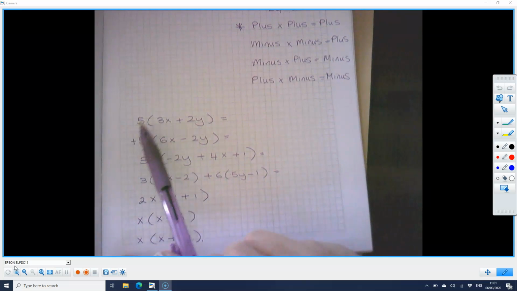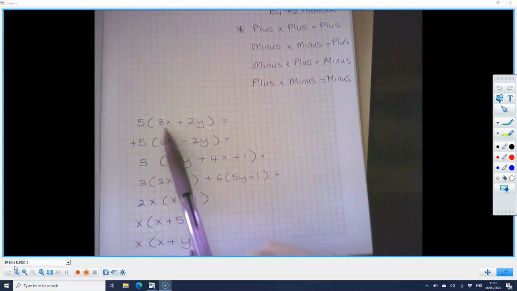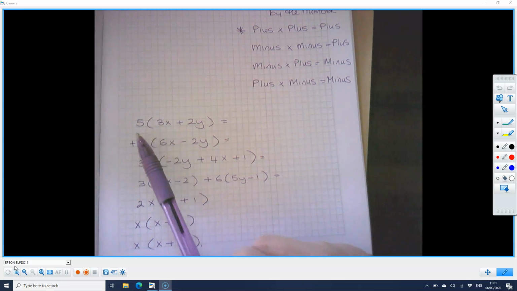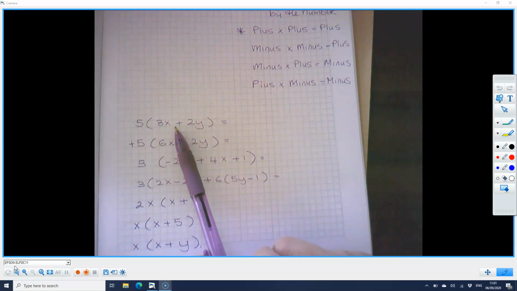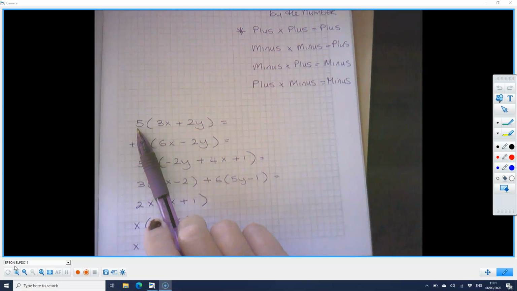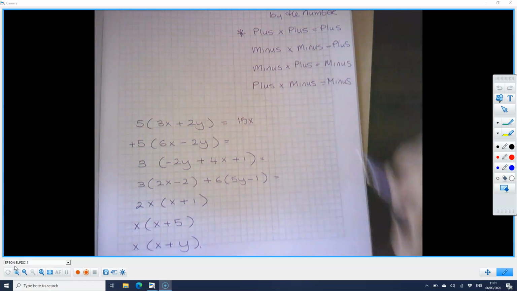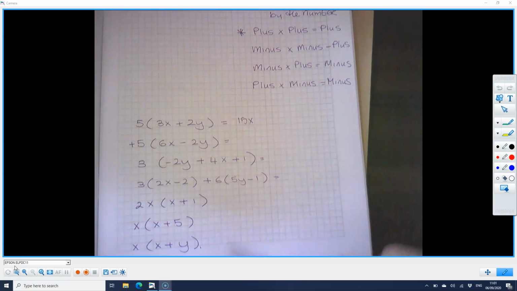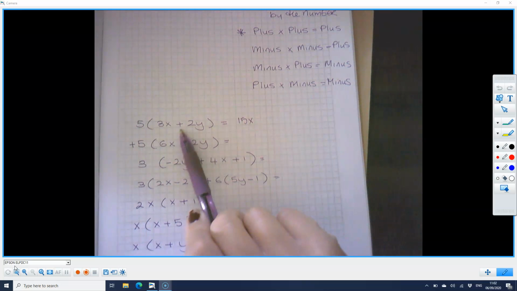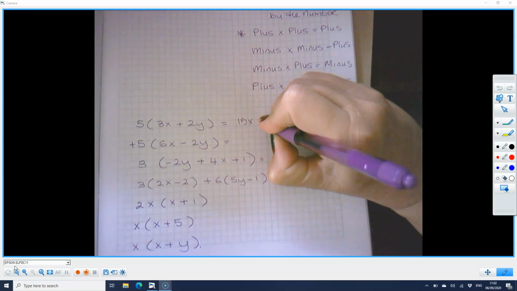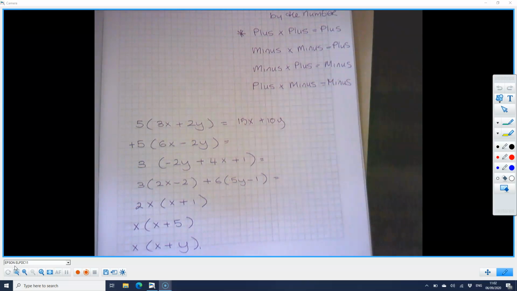Here we have 5 bracket 3x plus 2y. So the 5 is directly in front of the bracket. There's no plus sign, no minus sign between this 5 and the bracket, so it means the 5 is multiplying everything in the bracket. So you go 5 times your 3, which gives you 15, and you just write your x down. You multiply numbers by numbers, letters by letters. But this 5 is also multiplying my plus 2y. So 5 by plus 2 gives me plus 10, and it's y.